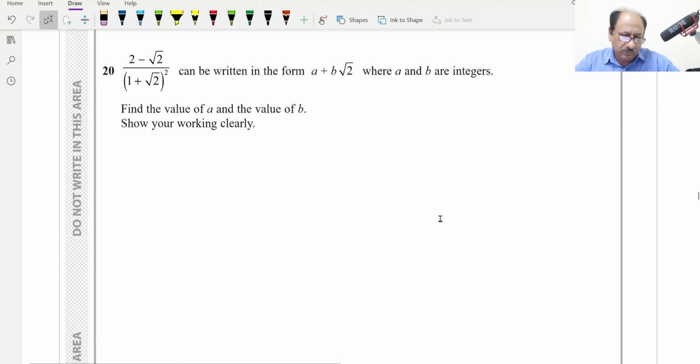Now we can move to question number 20, which is a rationalization question. It's easy. So we have to rationalize. This can be written in this format, where A and B are integers. Find the value of A and B. Show your working clearly. We are here to show working, not an issue.